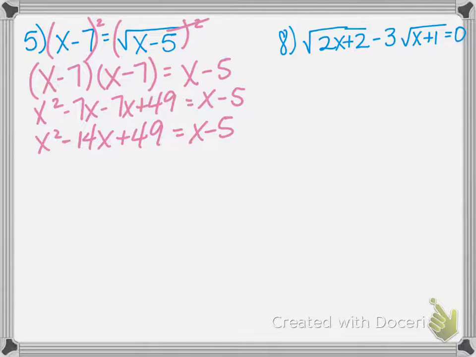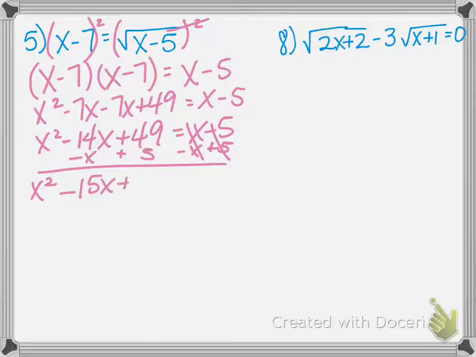And once you are done, you can bring over your x and your 5. So this is minus 5, so I'm going to go ahead and add 5 to both sides. And I'm doing this at the same time just to expedite things just a little bit. X squared minus 15x plus 54 equals 0. Now that it equals 0, I can go ahead and find the solutions.